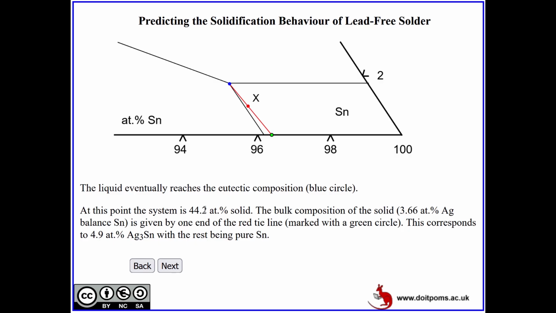At this point, the system is 44.2 atomic percent solid. The bulk composition of the solid, 3.66 atomic percent silver, balance tin, is given by the one end of the red line marked with the green circle. So that's going to be our solid. This corresponds to 4.9 atomic percent of Ag3Sn, with the rest being pure tin. So that means this is the eutectic product. If you apply the lever rule in the binary diagram itself for this overall composition, you will see that so much of the Ag3Sn phase will form, and the rest will be tin phase.